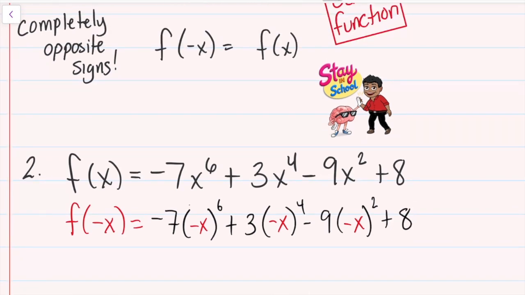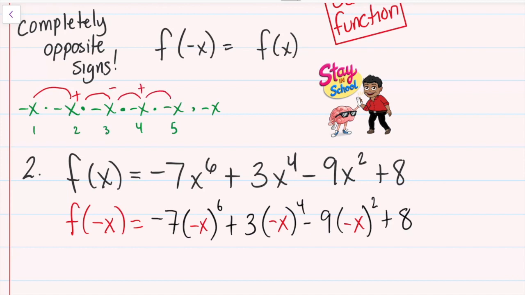We have, look at this, negative x to the 6th power. Let's multiply negative x six times. That's negative x times negative x times negative x times negative x times negative x, that's 1, 2, 3, 4, 5, and one more times negative x. So let's see what happens. When I multiply these two, I get a positive. When I multiply it again, I get a negative. Multiply again, I get a positive. Multiply by negative x, I get a negative answer. And multiply again by a negative, I get a positive answer.